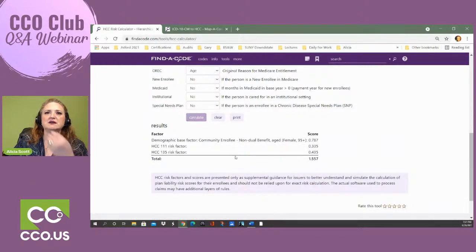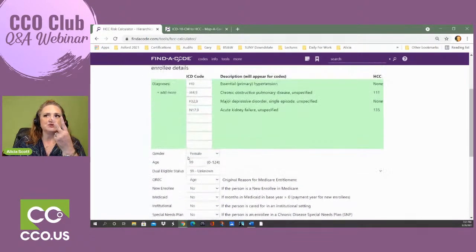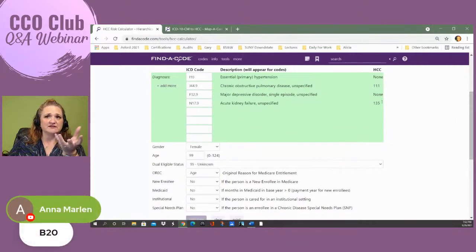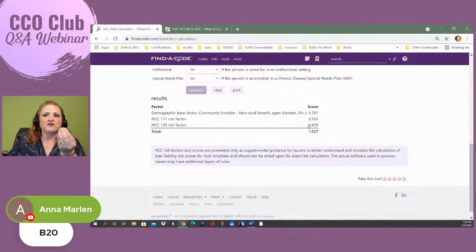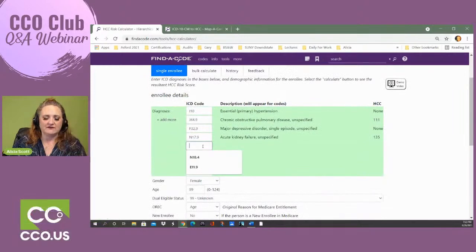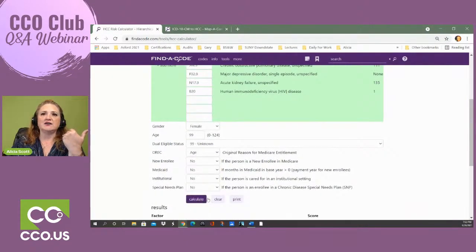So tell it to calculate. So look, out of everything that it could grab, it could only grab 2. So it didn't get anything for the hypertension. It didn't get anything for the MDD because it didn't have a stage, but acute renal and hypertension, and so therefore it gave it a 111 or risk, a 135, and so we have a 1.557. Oh, B20, we left that off. Very good. How could I forget the AIDS? Okay. So again, I just add it. Then I calculate it again.